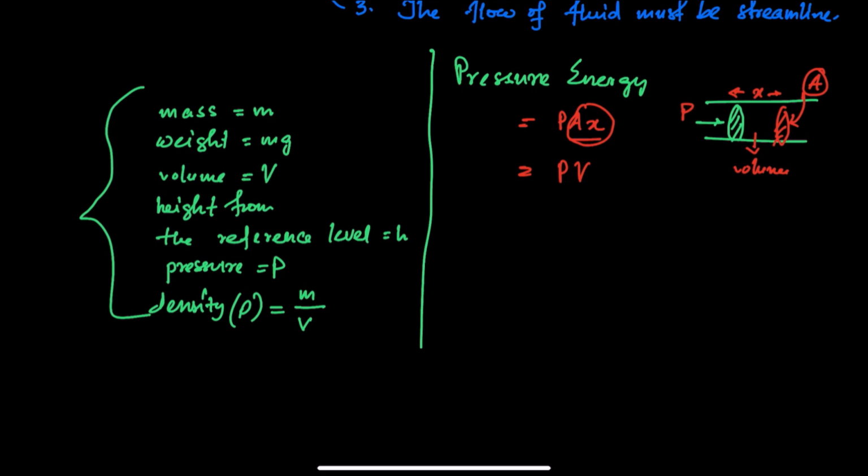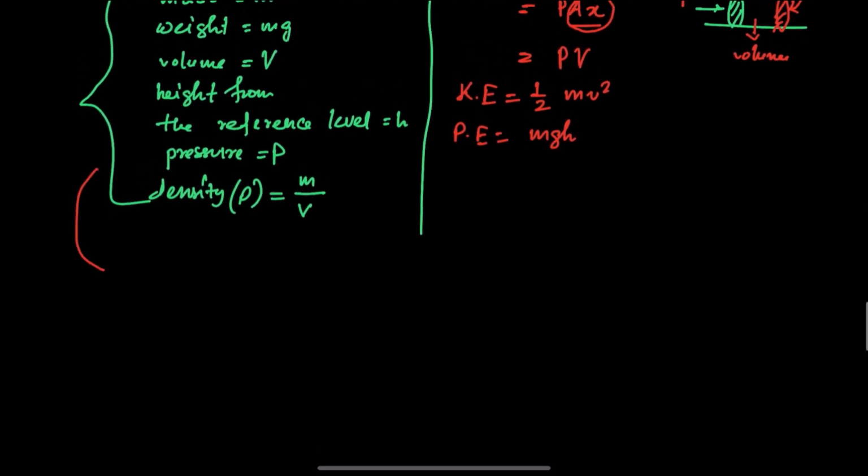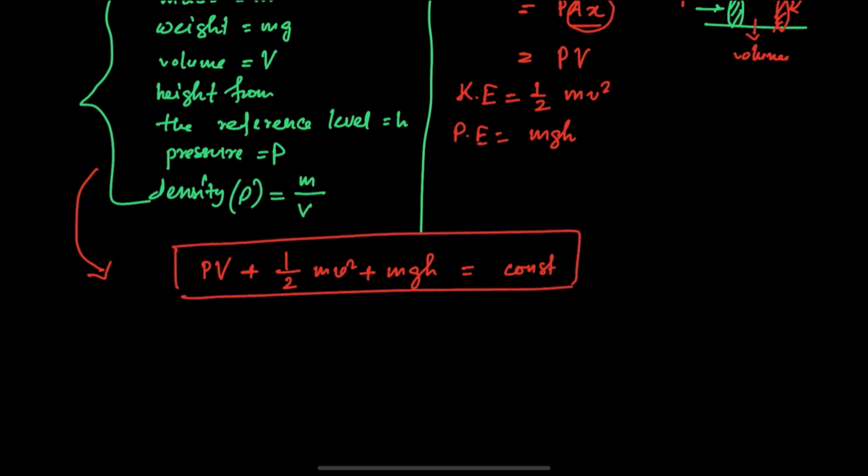And the kinetic energy is half mv square, and the potential energy is mgh. So according to Bernoulli's theorem, for a fluid having mass m, volume V, pressure P, PV plus half mv square plus mgh is a constant term. This is one form of Bernoulli's theorem.